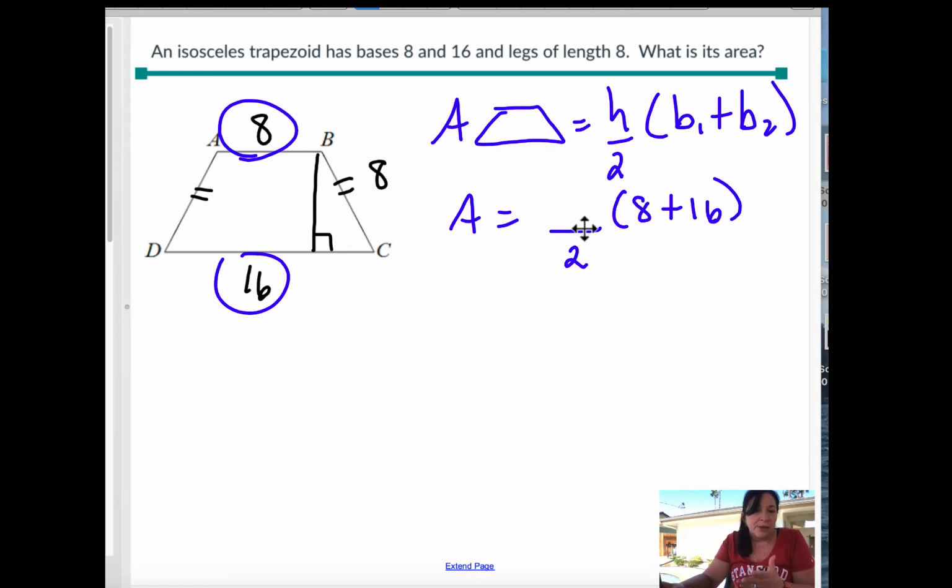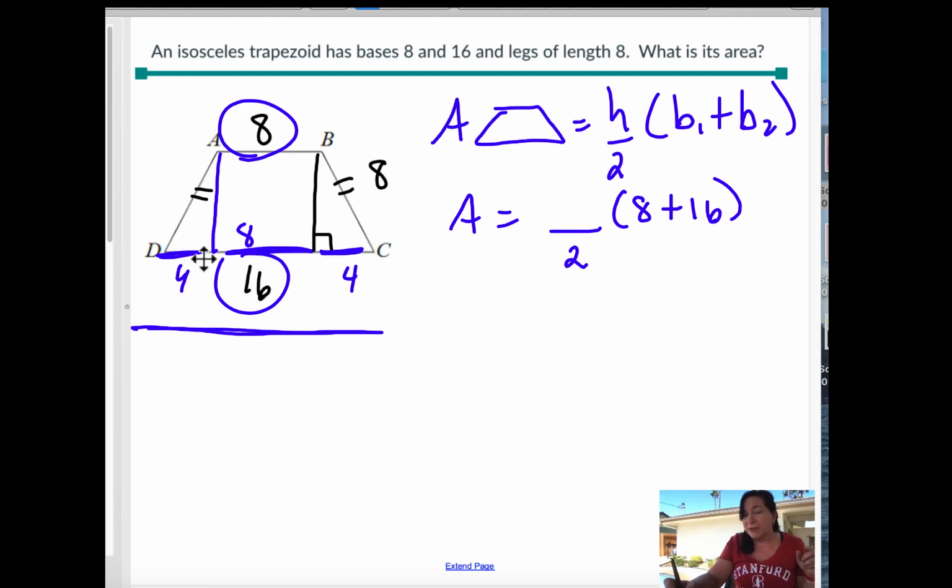So I don't know what the height is, but I do know that this is 8, right? And if this is 8 and this whole length is 16, that means the leftover is 8. So if I split this up, and I can split this up because it's an isosceles trapezoid, remember, which means that it's symmetrical, both of the triangles on both sides are going to be congruent.